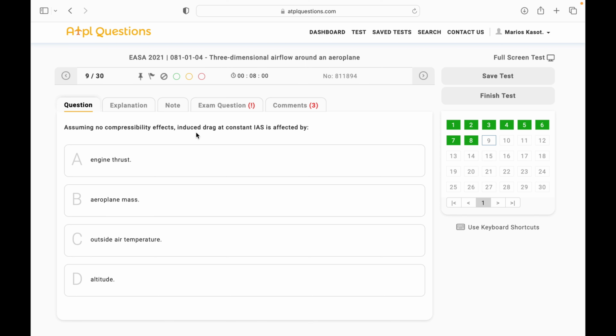Assuming no compressibility effects, induced drag at constant indicated airspeed is affected by engine thrust, airplane mass, outside air temperature, and altitude. As we have seen, it is affected by the airplane mass. Not by the engine thrust, not by the altitude, by the airplane mass. The heavier the airplane, the heavier the induced drag, because we need more lift to support the aircraft.